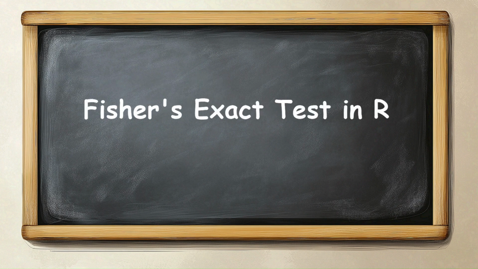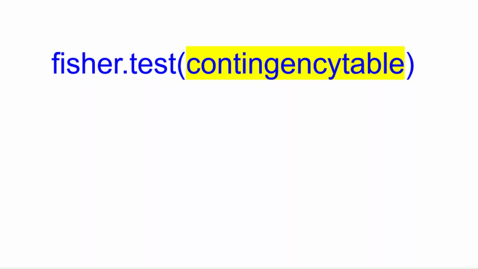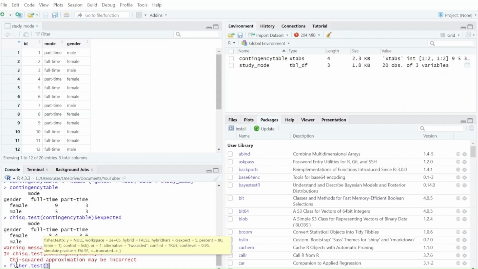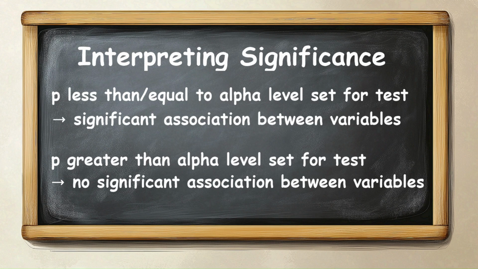Now we can conduct Fisher's exact test in R using the command on screen. As before, if you gave your contingency table a different name, you'll need to replace the highlighted text with the name of your own contingency table. So I'll type this command into R and select the Enter key to execute it. Here's a screenshot of the output for our example. The most important value in our output is the p-value. A p-value that is less than or equal to the alpha level we have selected for the test indicates a significant relationship between the variables.